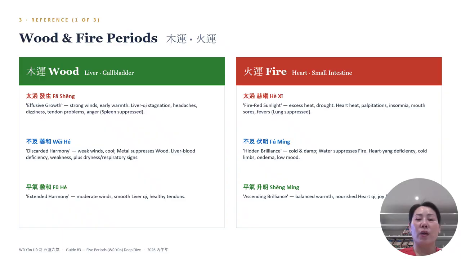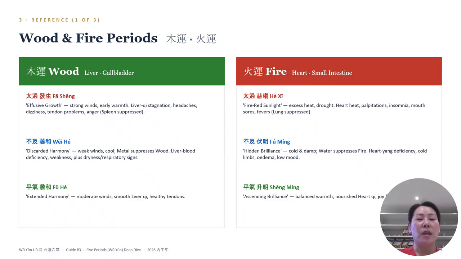Here are the first 2 elements. On the left, the wood period, governing the liver and gallbladder. In excess, it's called Fa Sheng, effusive growth: strong winds and early warmth, everything growing too fast. In the body, that's liver stagnation, headaches, dizziness, tendon problems, and irritability, while the spleen gets suppressed.